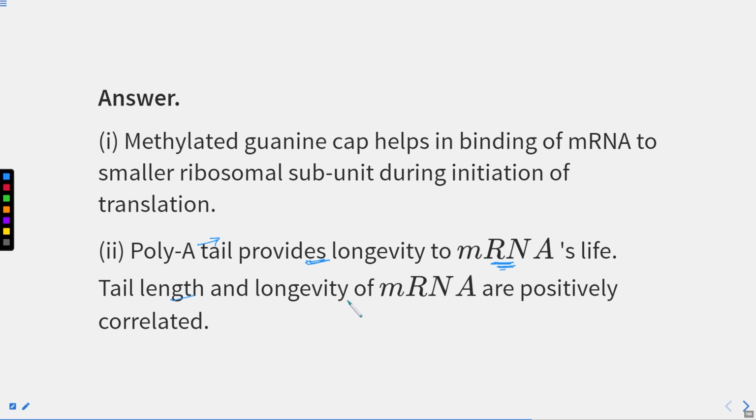The tail length and longevity of mRNA are positively correlated. So poly A tail has one function, it provides longevity, and second, after the formation of the poly A tail, cells get the signal that now it is mature and it can be transported into the cytoplasm from the nucleus.